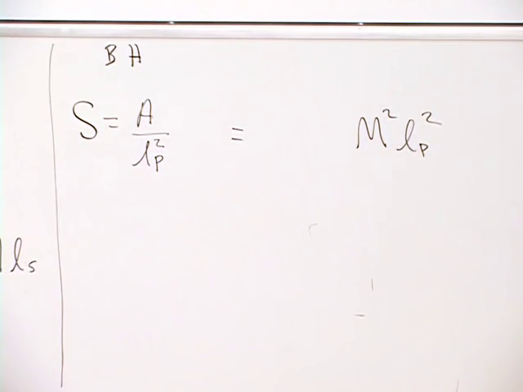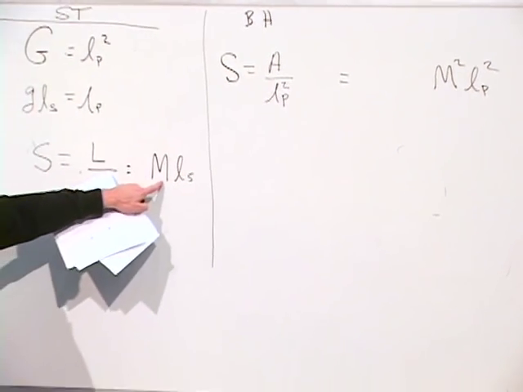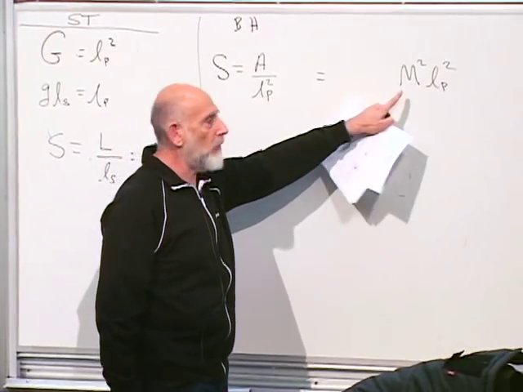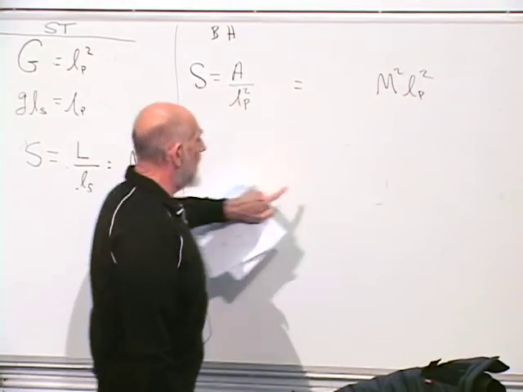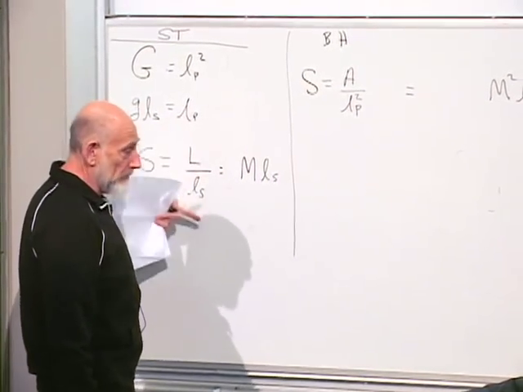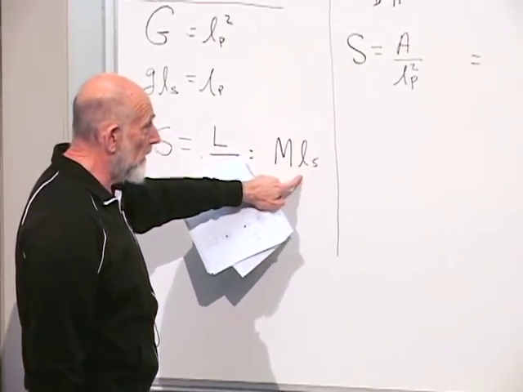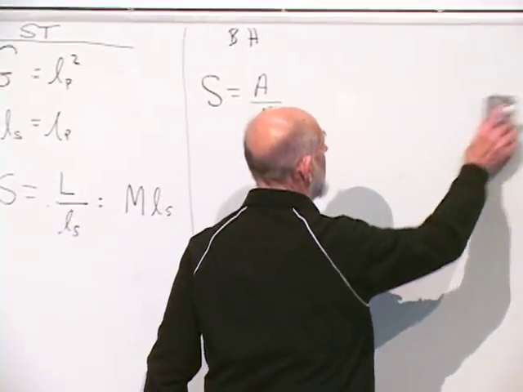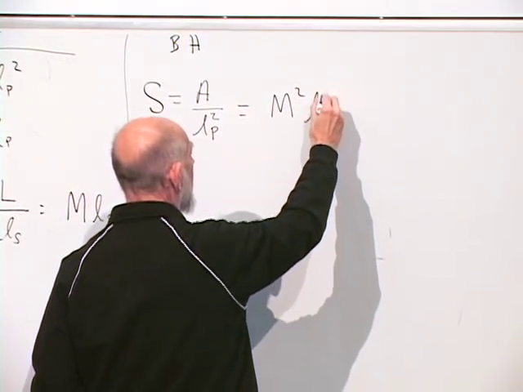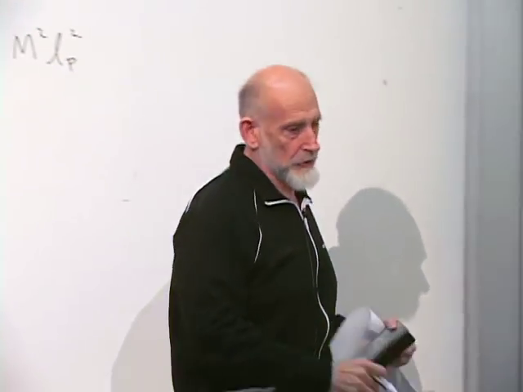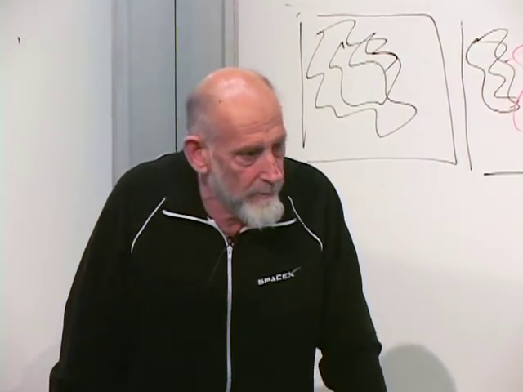All right, so again, there's a similarity and a difference. The similarity is some power of mass, times some power of Planck length, being similar to some power of mass times some power of string length. Let me write it over here: equals m squared over L Planck squared. What, if anything, is the connection between these formulas? Are they in any way the same? Clearly they're not the same.